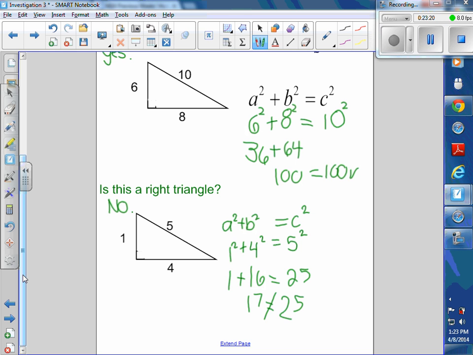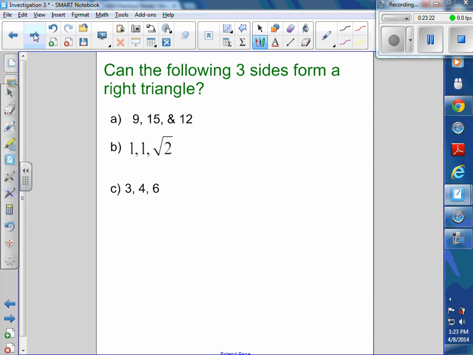Okay, so they can get a little harder. First, let's just make sure if you don't have a picture, you do this by just knowing the theorem. You'd always take the hypotenuse to be which side? The longest. So you have A, B, and C there, right? Work them out and tell me which ones, if any, are right triangles.